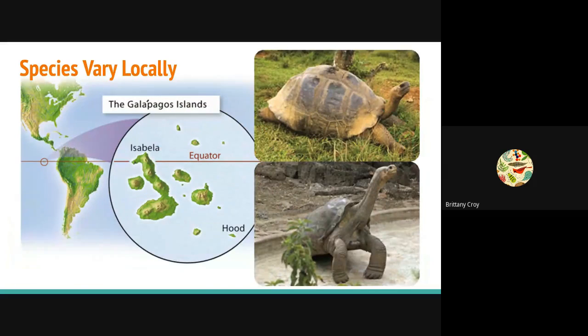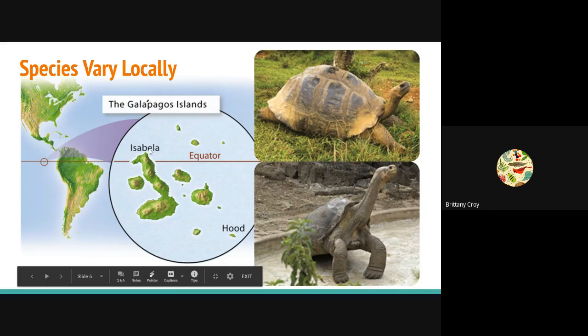For example, he visited the Galapagos Islands and he noticed that tortoises on different islands looked different. Like they had different shaped heads. So from the Isabella Island, their shells were kind of flat, and from the Hood Island, their shells curved up like this, allowing the tortoise to lift its head up. Why do you think that tortoises would have different shaped shells?